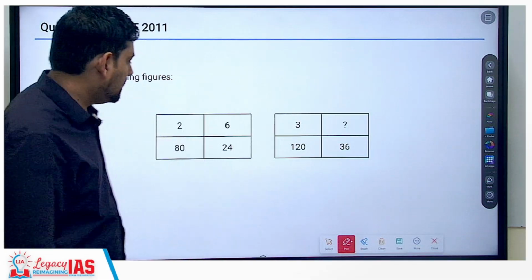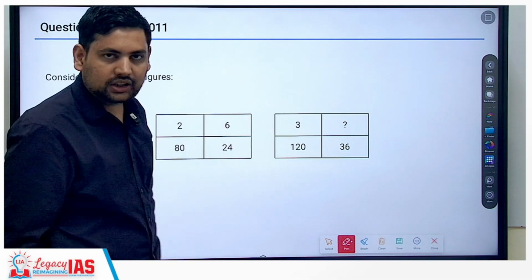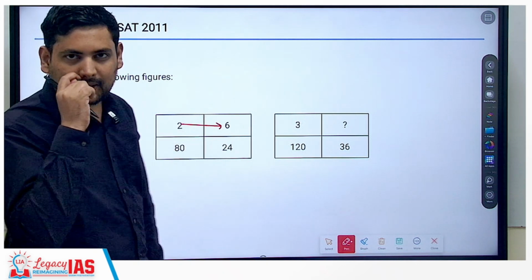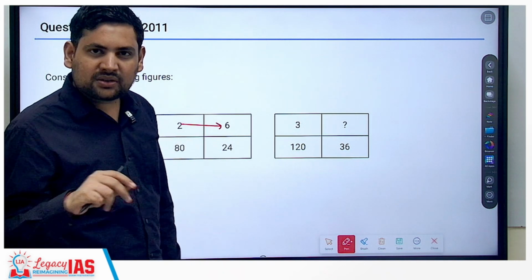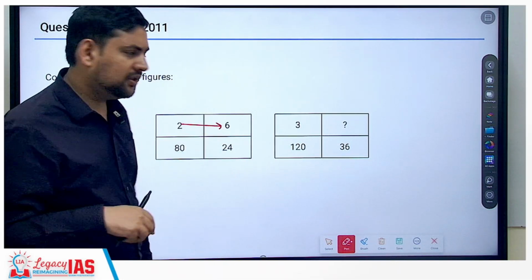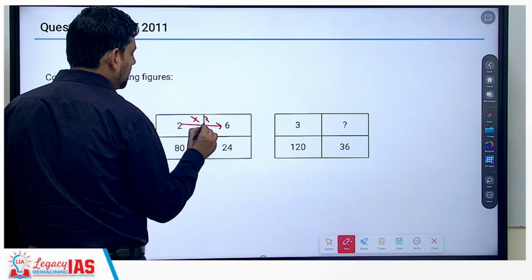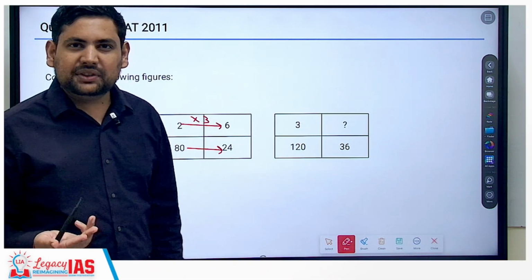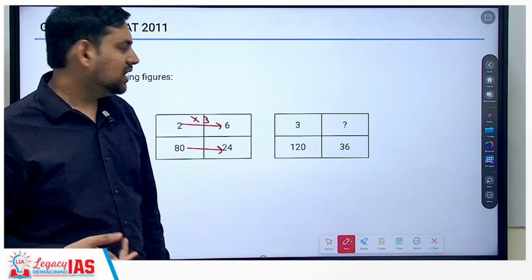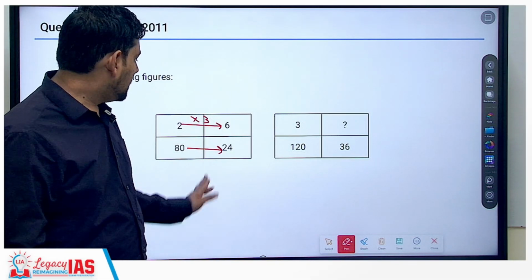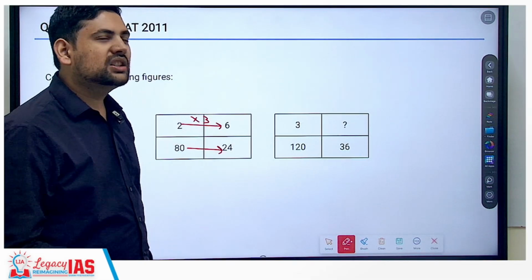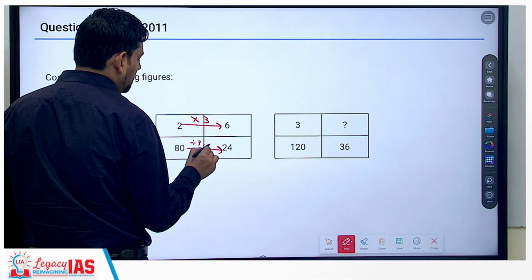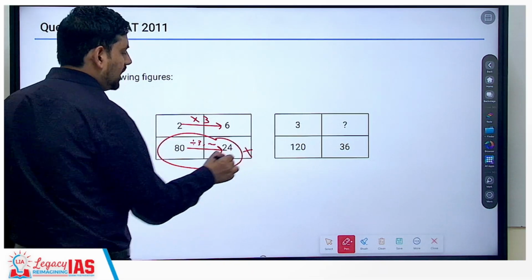First let's check if there is something horizontally. From 2 to 6 you go. How can you go from 2 to 6? Adding 4 does not make much sense, because here we have 80 and 24. So this is most probably multiplication by 3. But if you see 24 and 80, they are not clearly divisible; 24 into 3 point something something, so this won't be a pattern.